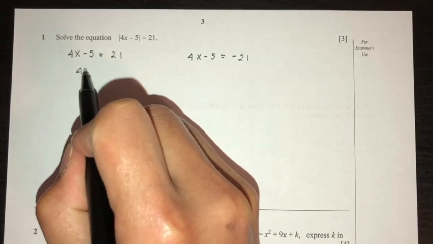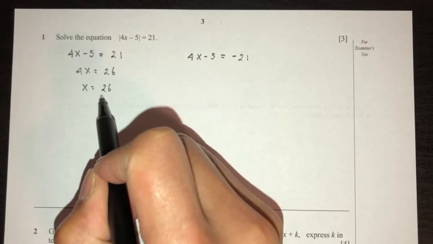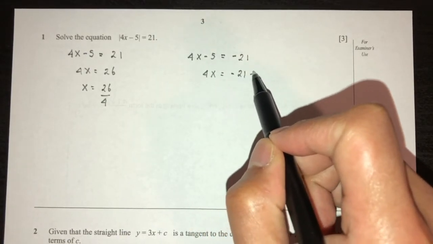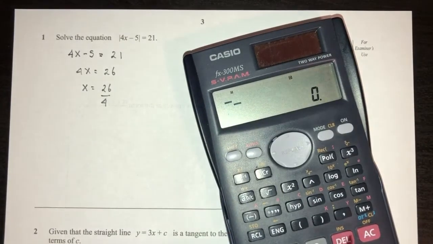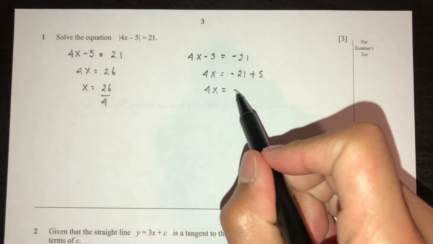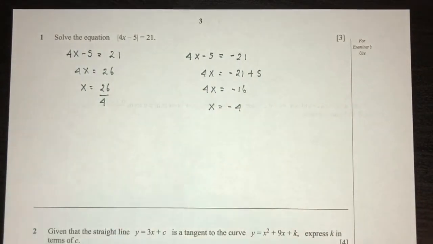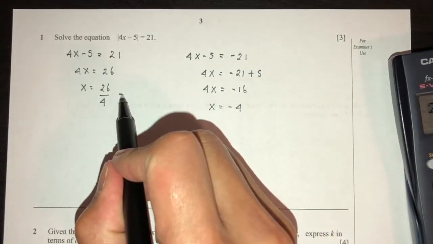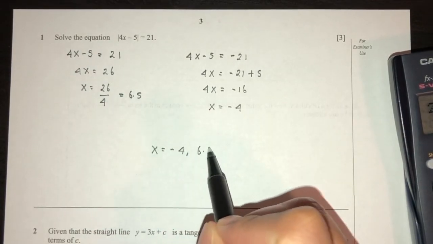So you will have 4x will be 26, x will be 26 divided by 4. 4x will be minus 21 plus 5, so what is minus 21 plus 5? That will be minus 16. X will be minus 4. So this one we can simplify. 26 divided by 4 will be 6.5. So x can be minus 4 or 6.5 for question number 1.